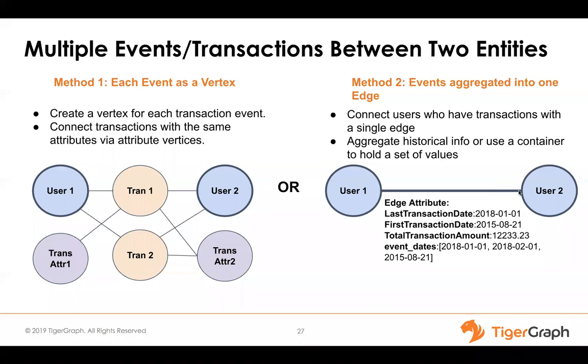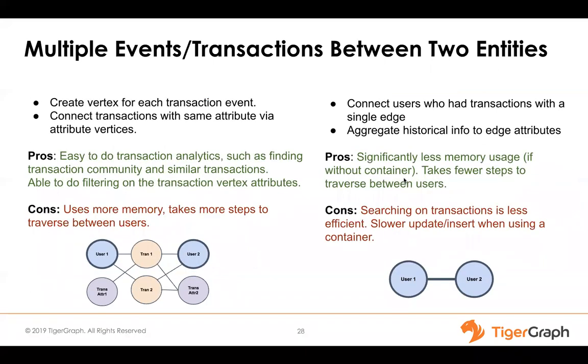Since the transactions can be multiple, we can store some aggregated info, like the last time they did a transaction, the first time they did a transaction, and the total transaction amount. And I can also store all the transaction dates in a list on the edge as an attribute. So these are the 2 choices. What are the pros and cons of the 2 choices?